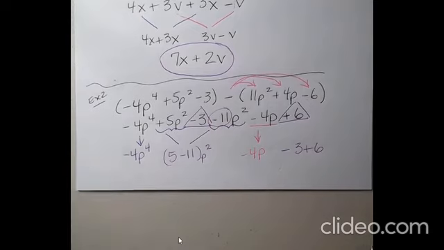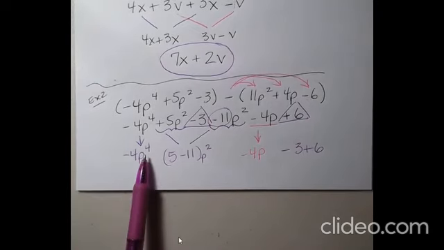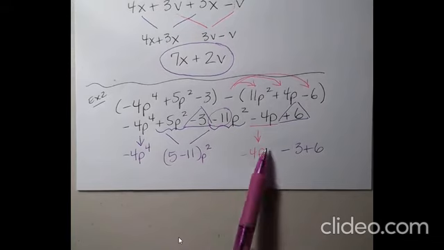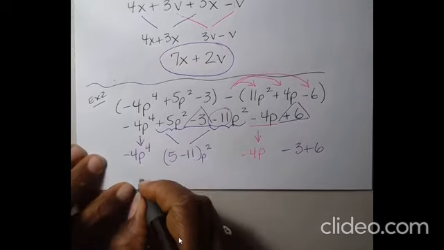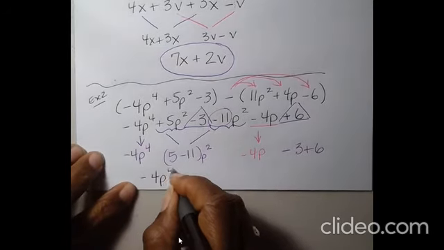Negative 3 plus 6 goes at the end. I went in the order of the highest exponent going down. That's the proper order and proper form when you're simplifying polynomials with exponents. So we've got negative 4p to the fourth.